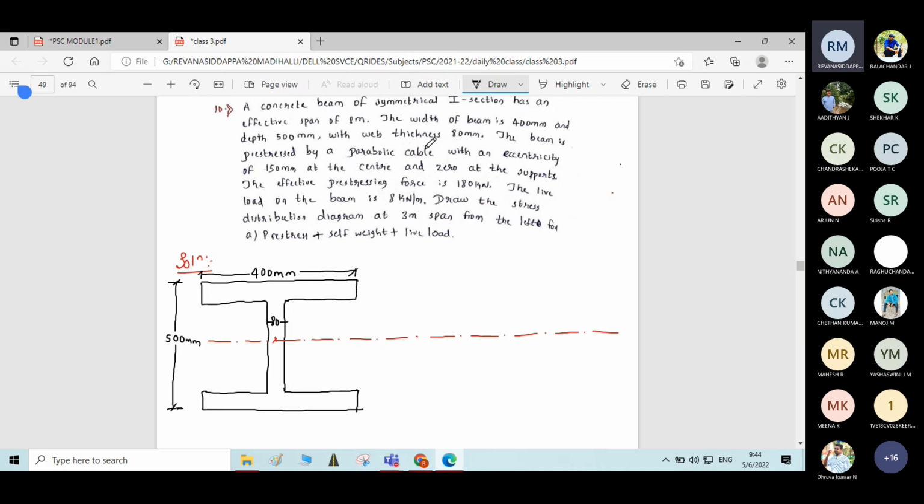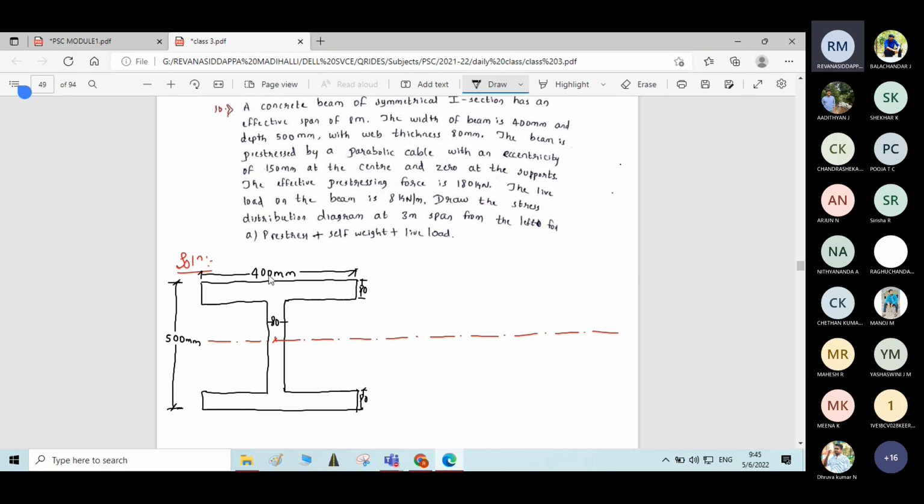Flange thickness is not given actually, correct? Flange thickness is not given. So in such cases, whatever the web thickness given, we'll assume the same thickness for the flange only. In case of unavailability of the data, we can assume 80 mm as flange thickness as well. Okay. And he says that the beam is prestressed by parabolic cable.